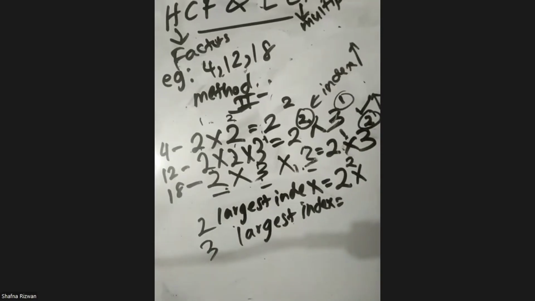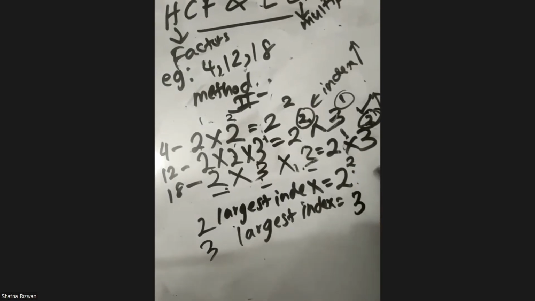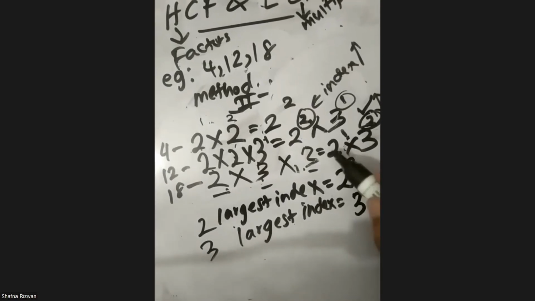3 to the power 2 is your largest index. So I will come and write 3 to the power 2. So I got the numbers with the largest index. Here also I got the numbers with the largest index.